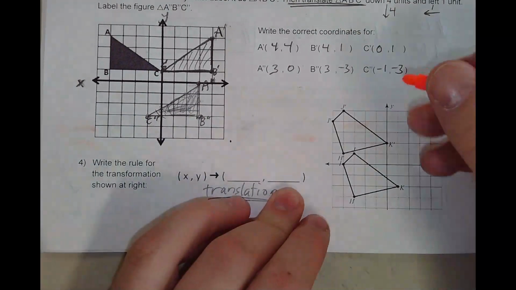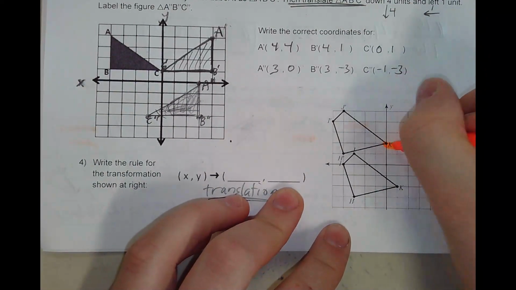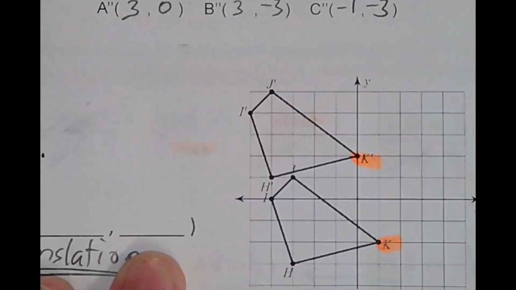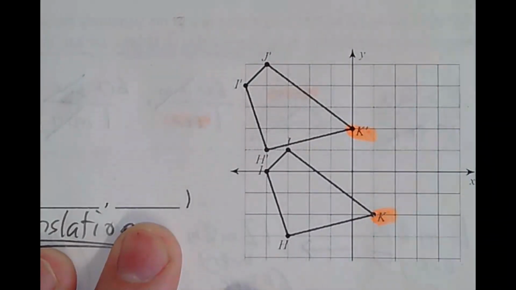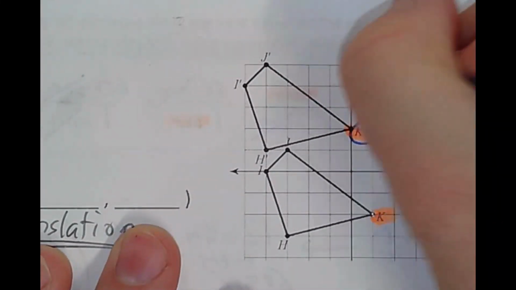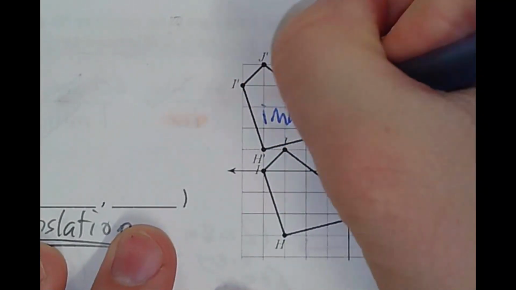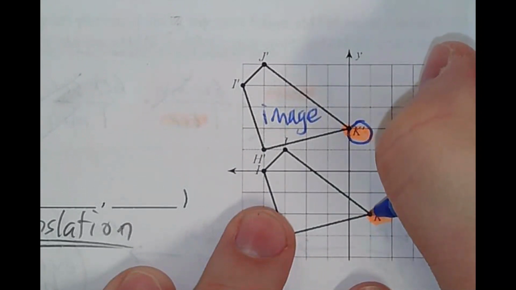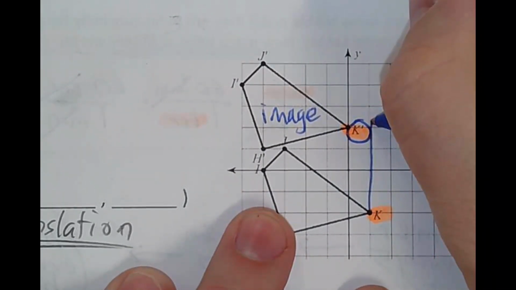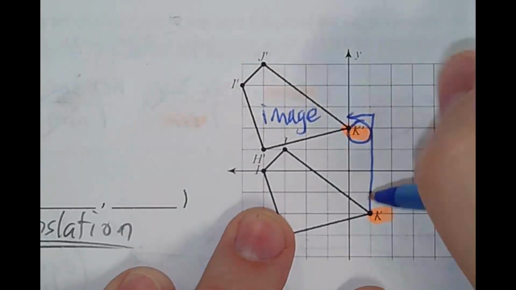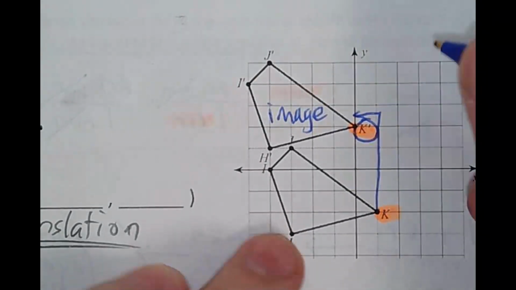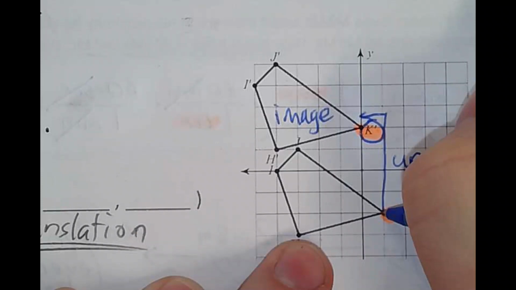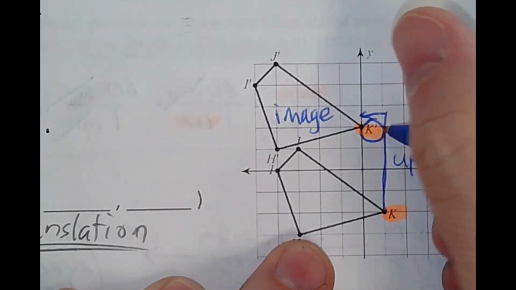You can focus on, let's just say, K and K prime. Now, which one is prime? Let's zoom in here so we can see it. The prime one is this one, meaning this is the image. So we are actually moving up and to the left. How many units up are we moving? Up, let's see. 1, 2, 3, 4, up 4 units.